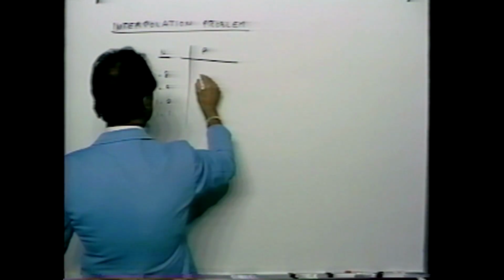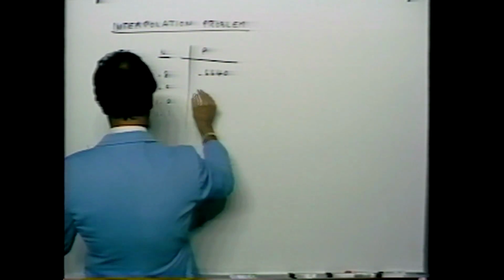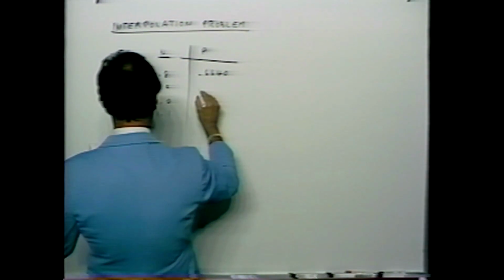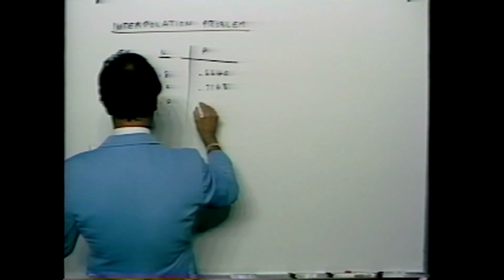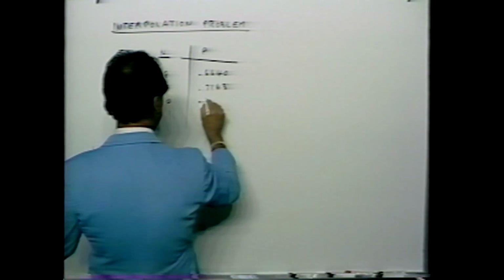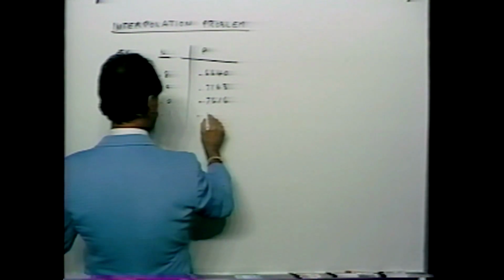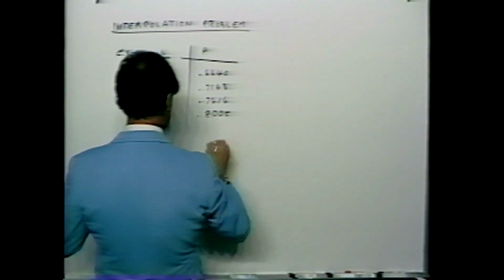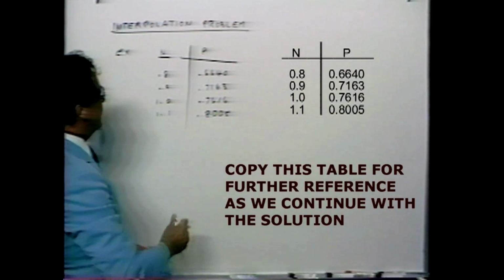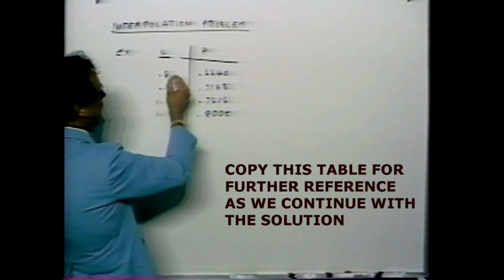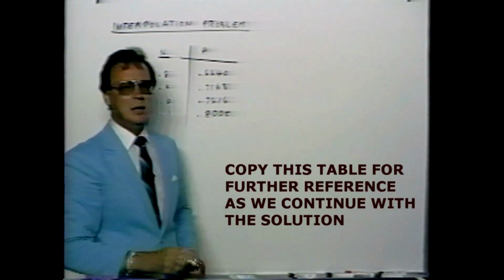Opposite 0.8, there is 0.66640. Opposite 0.9, I have 0.7163. Opposite 1.0 is 0.7616. And opposite 1.1, there's 0.8005. So, in this table, supposing now we wanted a value for p when n is a number that is not part of the table.